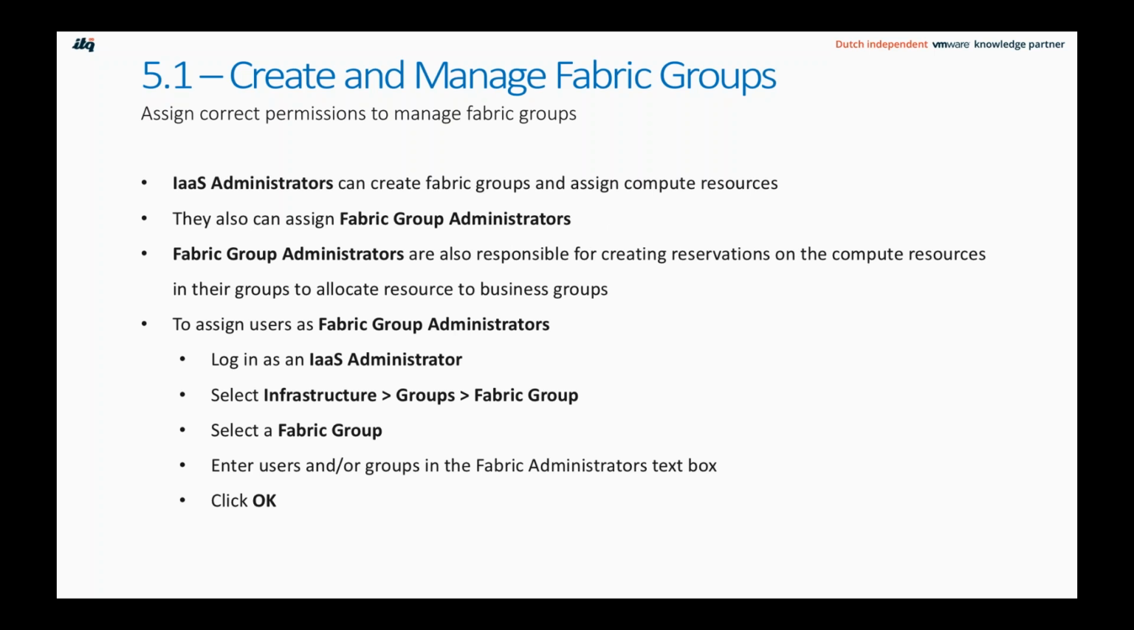To assign users to a fabric group, log in as an IaaS administrator, select Infrastructure, Groups, and Fabric Groups. Then select a fabric group, enter the users or groups in the Fabric administrators text box, and select OK to save it.